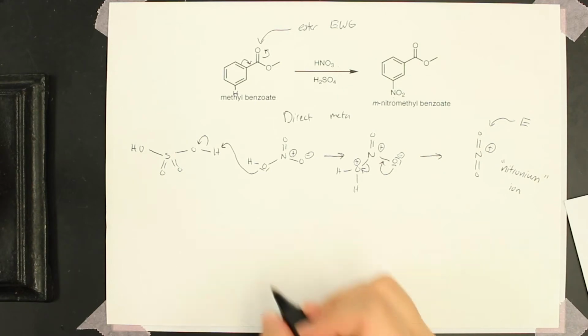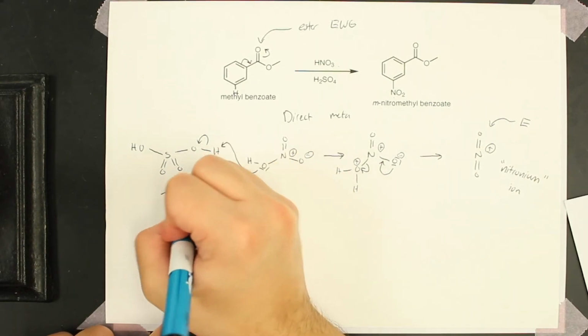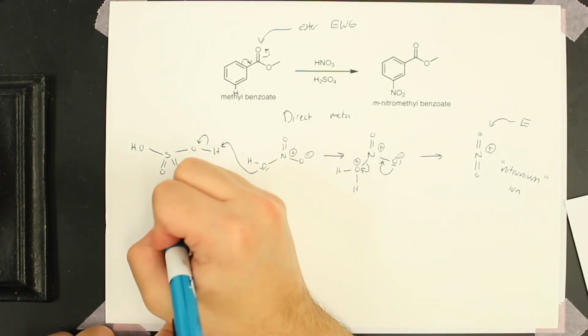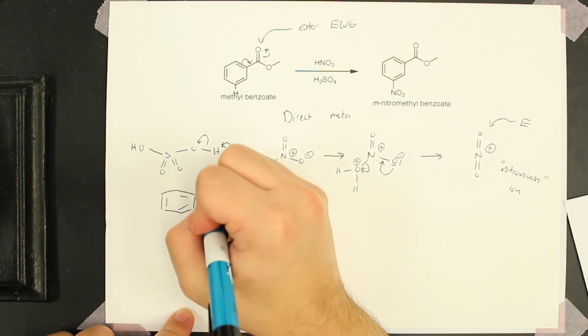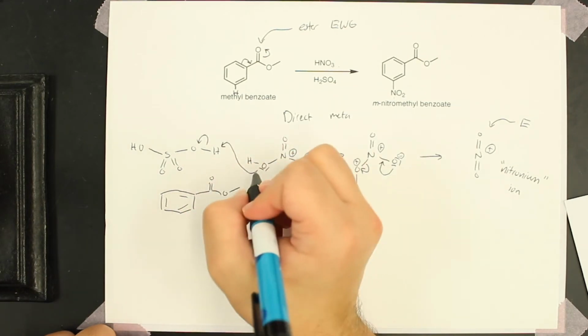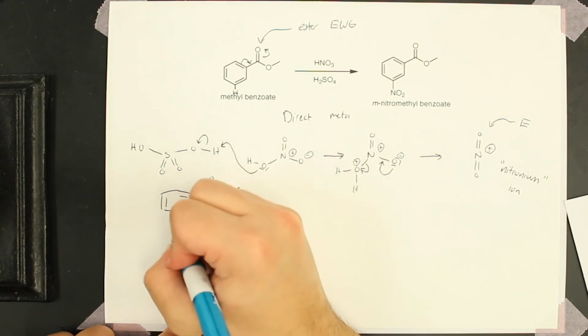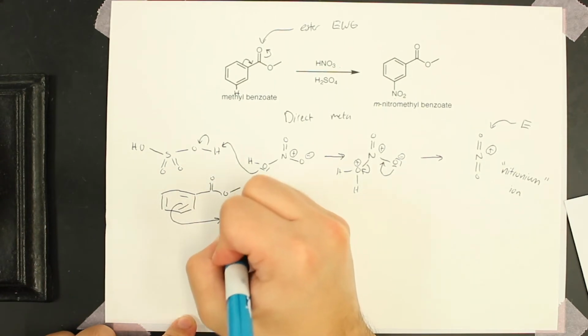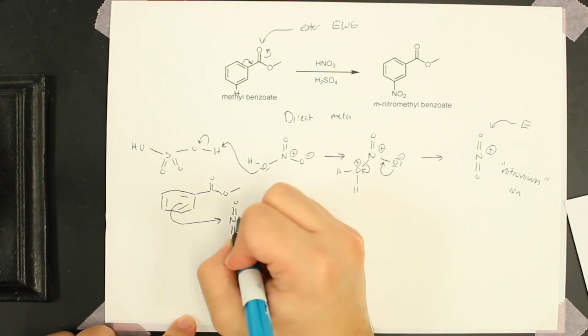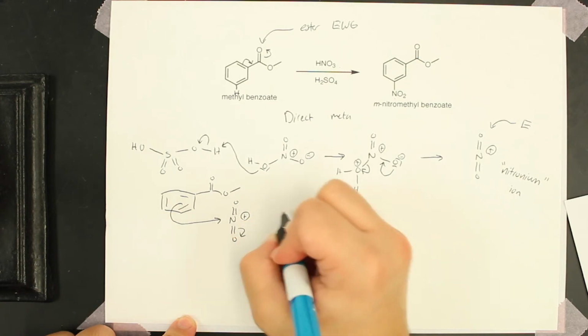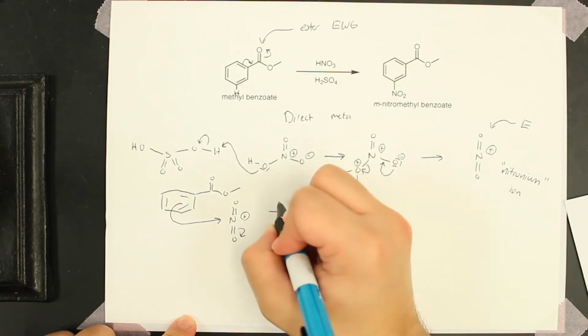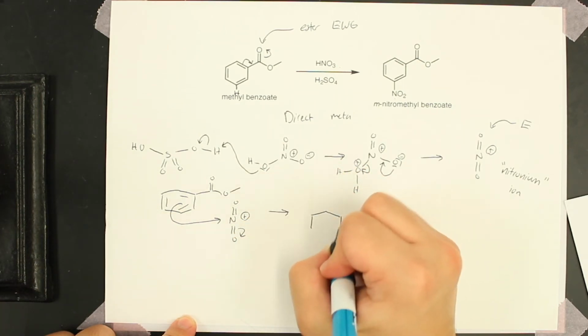Okay, so what will happen is in our reaction, we have our methyl benzoate. Okay, so here's our ester. Okay, this ring is going to attack the nitronium. It's going to attack the nitrogen. Okay, so this is the addition step, step 1 in EAS.